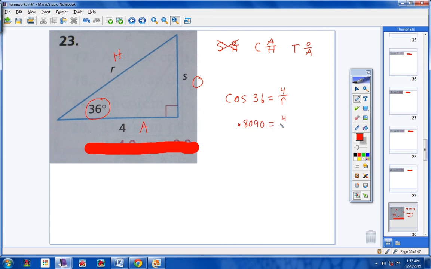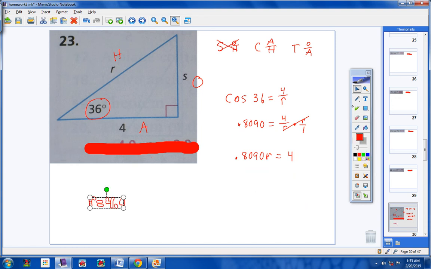Secondly, you know to get rid of this fraction, you must multiply both sides by the denominator, which is R. So if I multiply this side by R, it's 0.8090R. If I multiply the right side by R, I just get 4, because 4 over R times R over 1, your R's cancel, leaving you with 4 over 1. To finish, we divide both sides by 0.8090. Okay? Now, if you do that correctly, you're going to get 4.94. I'm going to put 4.9. So the length of R is 4.9. Okay? So let's slide this over here.